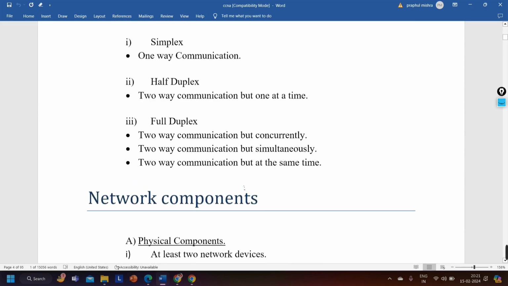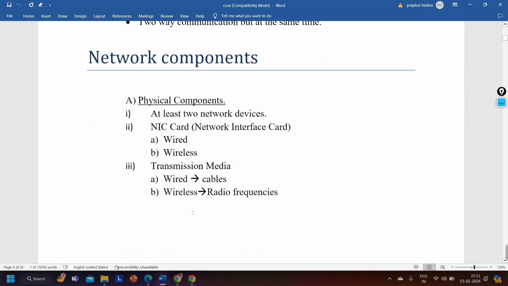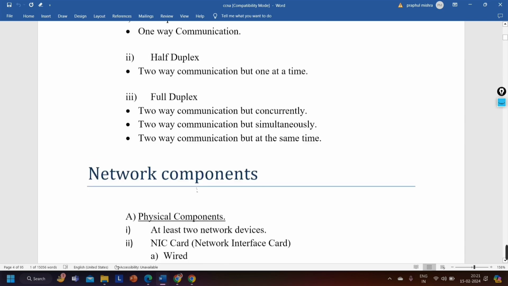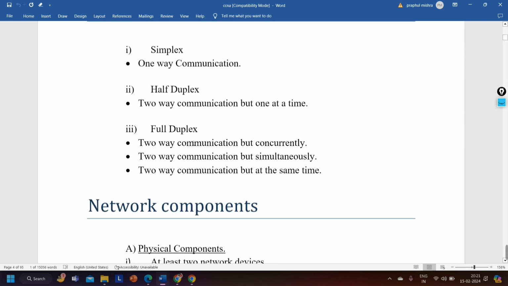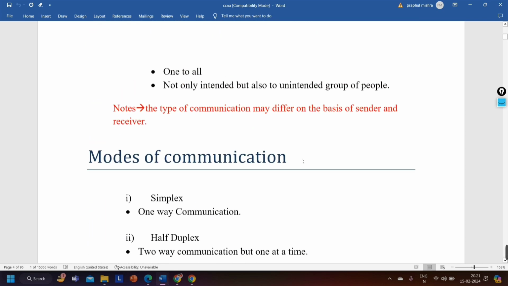Modes of communication like simplex, half duplex, full duplex, I'm going to give you examples. See, when I start any topic, like my topic for today is modes of communication, my main motive will be first to make you understand why you need to learn modes of communication. Let's say we are starting OSPF. First, you have to understand why we need OSPF, where we are going to implement it in real time. And once your why is clear, it will become very easy to learn.